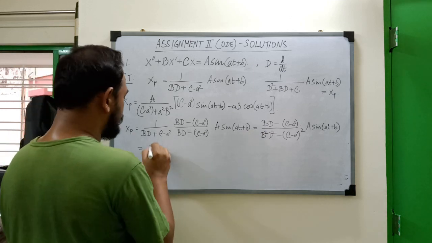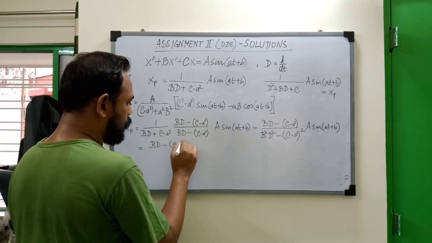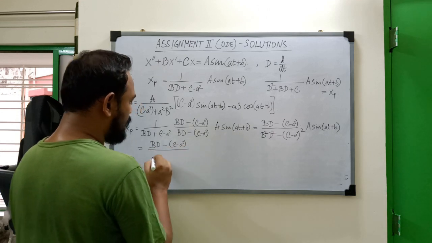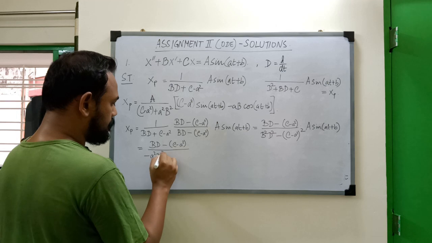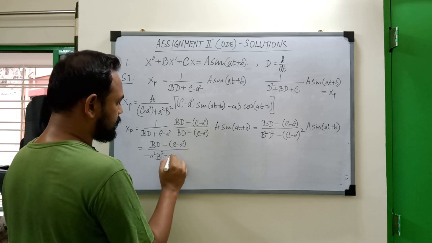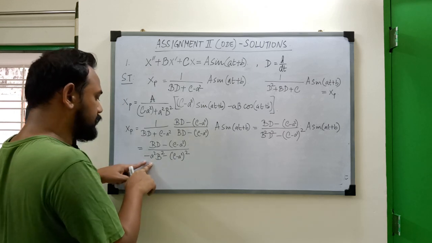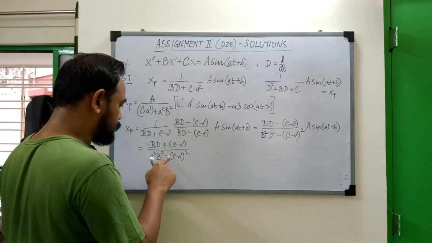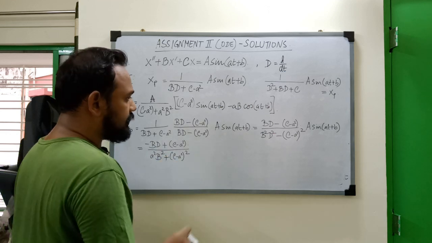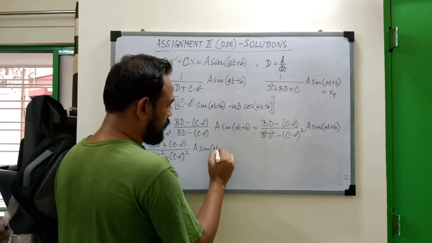So what I will have is (b D minus (c minus a square)), and I will just have a negative a square b square minus (c minus a square) whole square. I can just make the whole thing positive, all the negative terms, by making this one plus, this one minus, and this will go, okay? And this one is just capital A sine(small a t plus b).